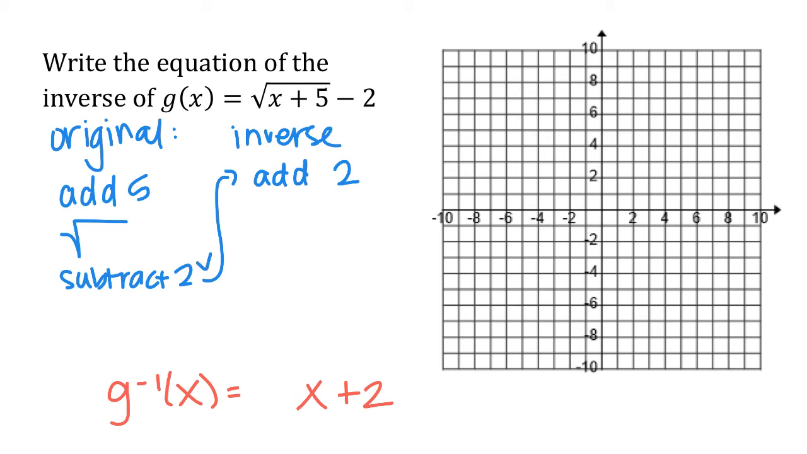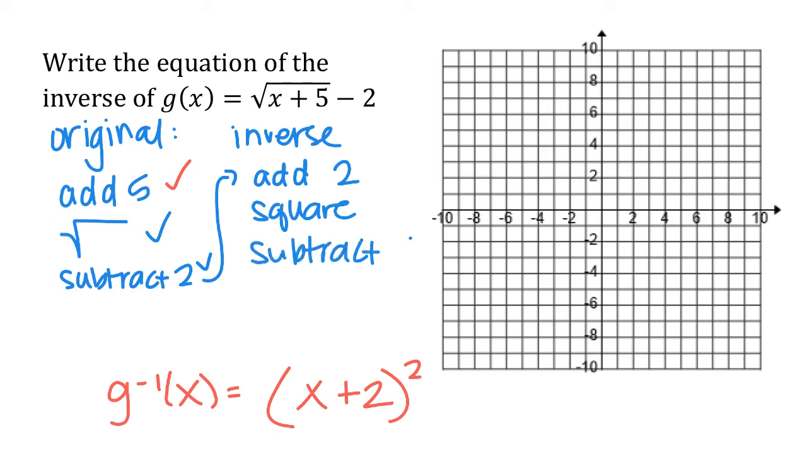Now we're going to do the inverse. We're going backwards. Do the inverse of square root, which is squaring. So then in my answer, I'm going to take the x plus 2 and square it. And then we're going to go backwards again. The inverse of adding 5 is subtract 5. So I'm going to put a minus 5 in my answer.